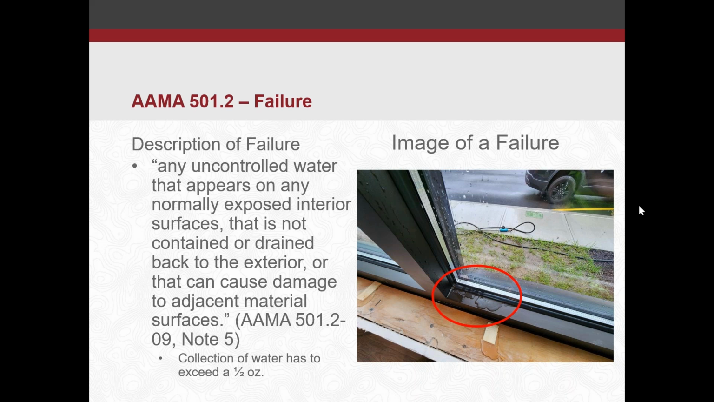So we have an image of a failure here on the right-hand side. You can see the water had run down the vertical mullion and on the glass, and is sitting on the horizontal surface.